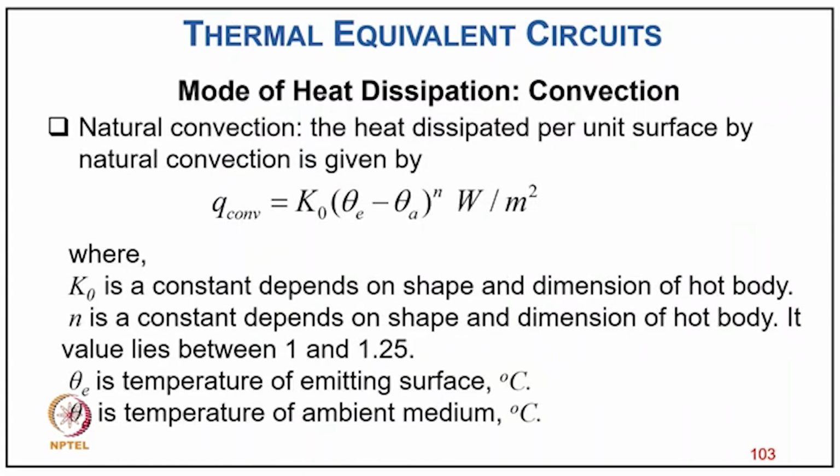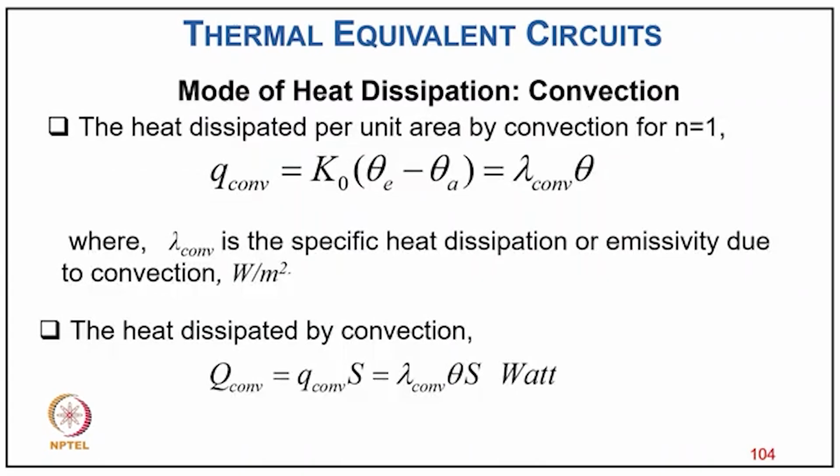So we have natural convection. The heat dissipation per unit surface by natural convection is given by q convection equal to K0 into theta minus theta A to the power n, in watt per meter square, where K0 is a constant that depends on the shape and dimension of the hot body, and n is a constant that depends on the shape and dimension of the hot body. Its value lies between 1 and 1.25, theta is the temperature of the emitting surface in degree Celsius, and theta A is the temperature of the ambient medium in degree Celsius.